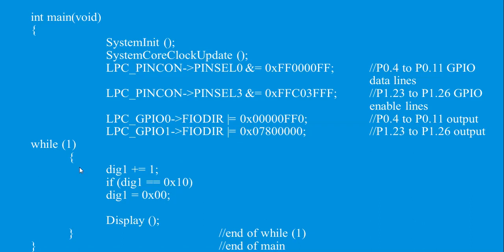Now we are dealing with the infinite loop while one, where the indexing of the array is performed. Digit 1 is a variable, already stored as 0. Every time this iteration is over, the digit 1 variable will be incremented by 1. Initially digit 1 is 0, and we compare it with the hexadecimal value 10, that corresponds to decimal value 16.